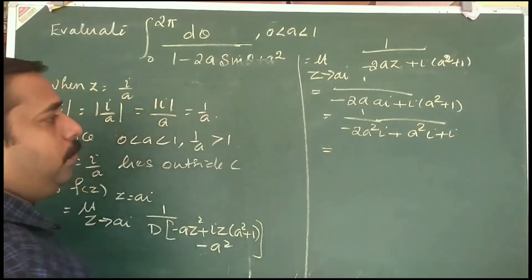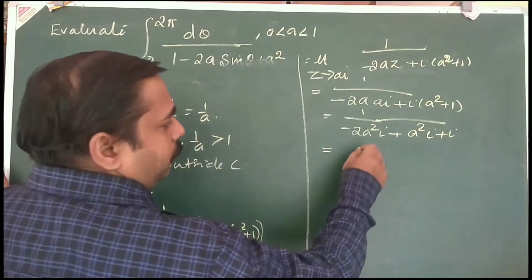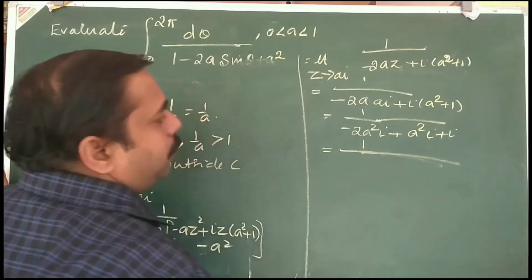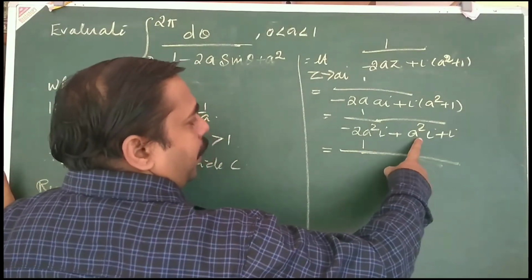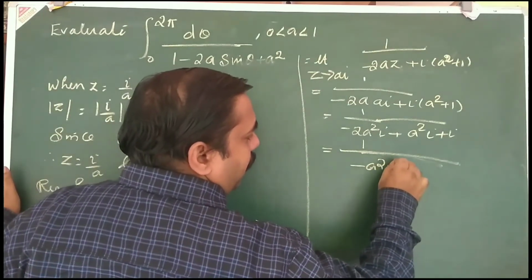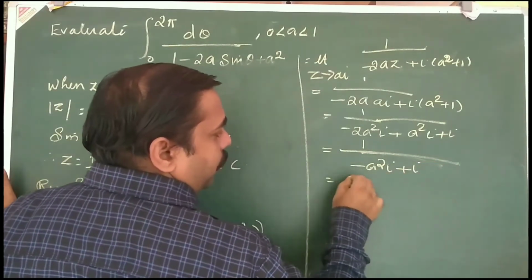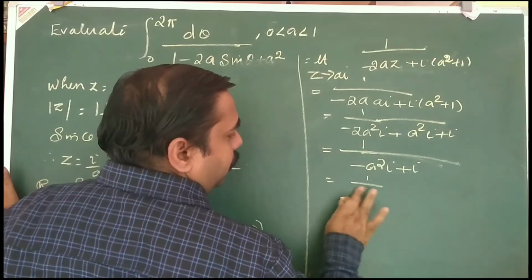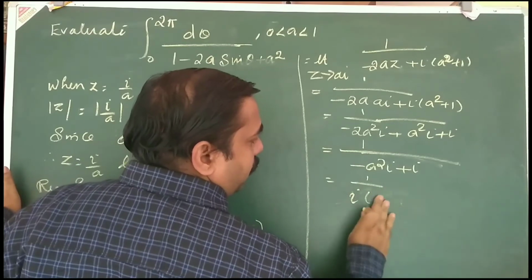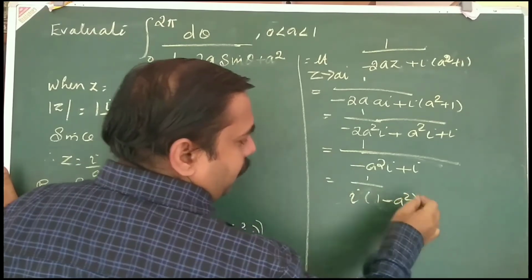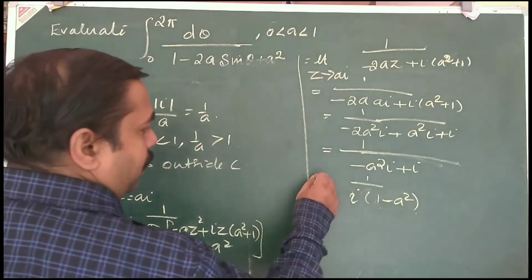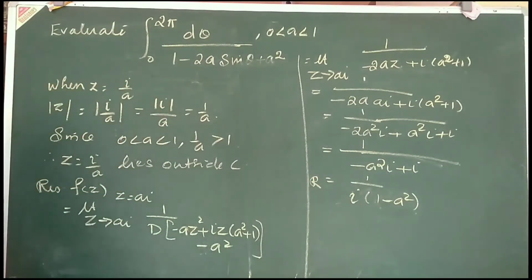You multiply inside this i, that is a²i + i. So that is equal to 1 by (−2a²i + a²i + i), that is −a²i + i. So from that you take i common, so that is equal to i into (1 − a²). So this is the residue. We take this as R, residue R equal to 1 by i(1 − a²).